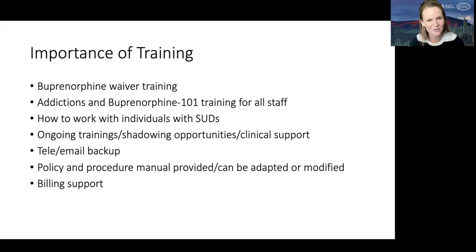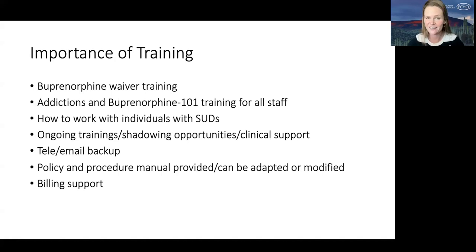So fortunately, we're in a totally different era now in terms of waiver training, but that doesn't mean that training itself is not still important. As I mentioned before, we really need that 101 introductory training on addictions and buprenorphine for all staff, including just generally how to work with individuals with substance use disorders to ensure that patients are feeling welcomed into the clinic and that they want to come back and stay engaged in treatment.